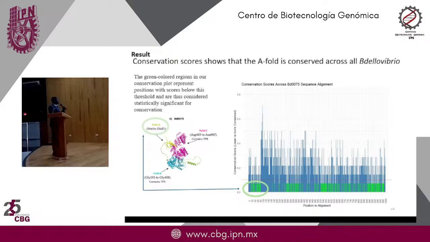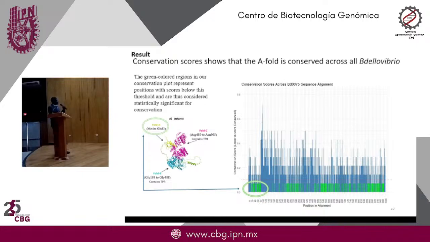This analysis is of the conservation scores across the BD0075 sequence alignment. The green colored region in our conservation plot represents positions we score below the threshold and are considered to be statistically significant for conservation.